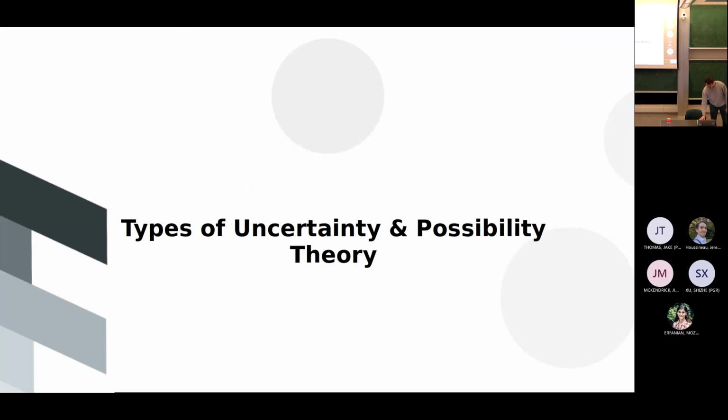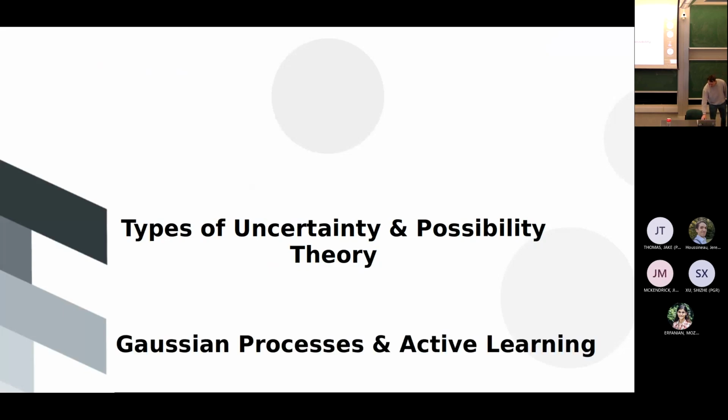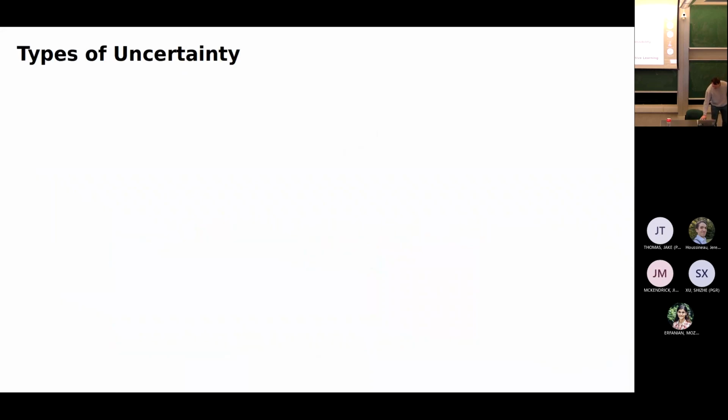The rest of the talk is going to be split into two parts. The first is types of uncertainty and possibility theory. And then I'll talk about the Gaussian processes and active learning. So, starting off with the types of uncertainty. If you've heard me speak before, you've probably heard me say something similar to this. This is a part of the talk where I convince you possibility theory is a good idea. So feel free to stop listening if you've heard this before.